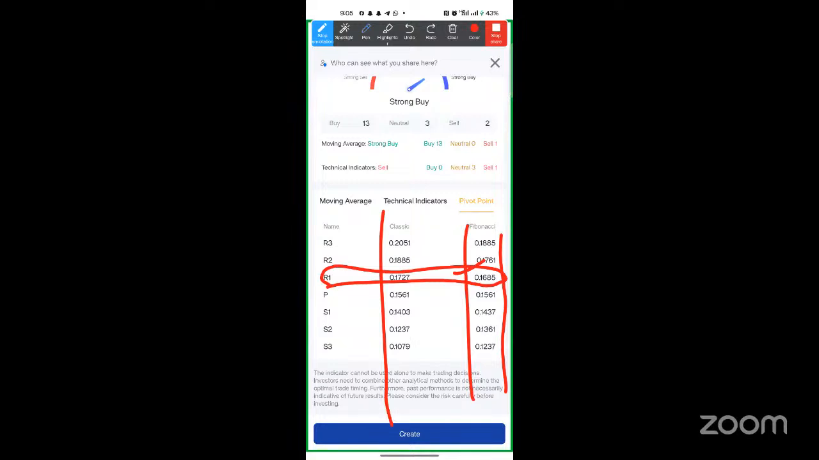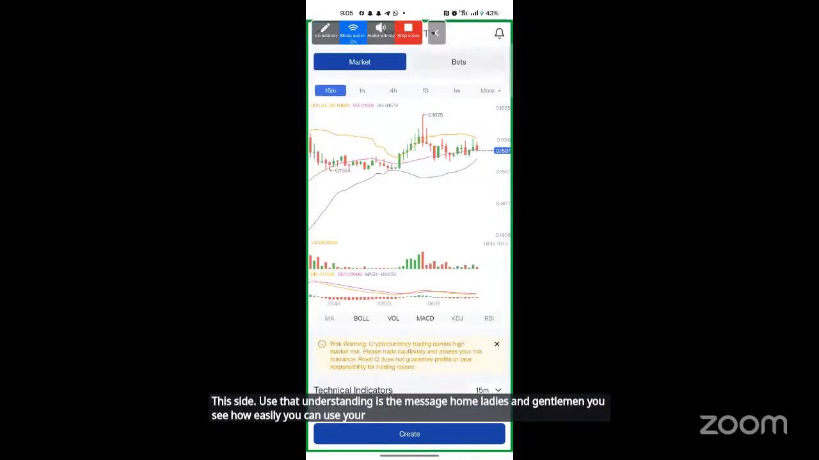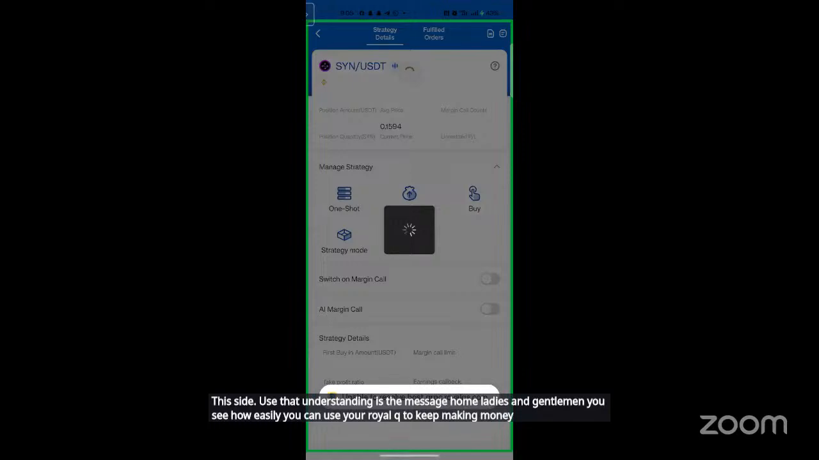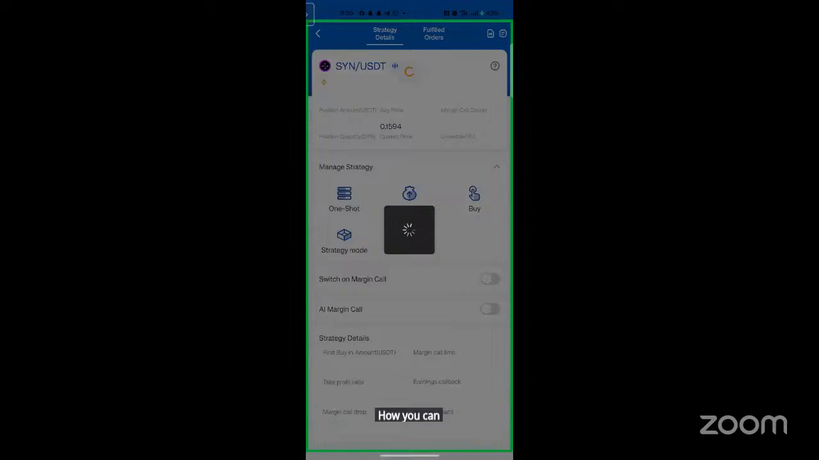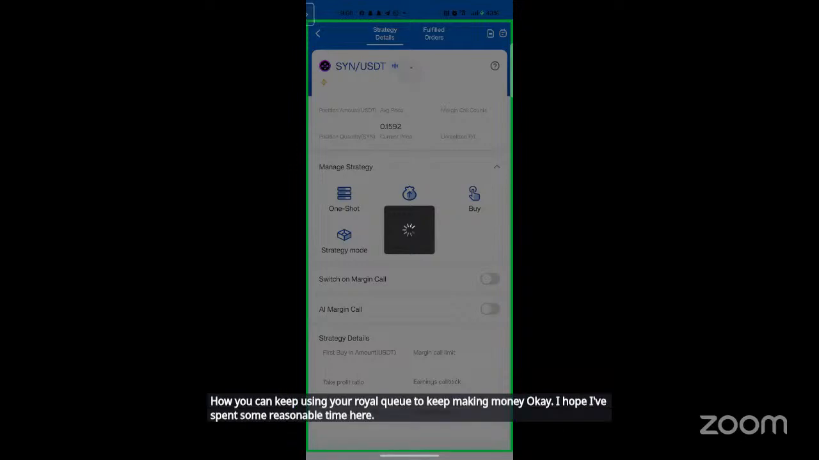But I hope my point is home. So the other side uses preset price. This side uses that understanding. Is the message home, ladies and gentlemen? You see how easily you can use your Royal Q to keep making money? How many of you have seen that? How you can keep using your Royal Q to keep making money? Okay. I hope I've spent some reasonable time here.